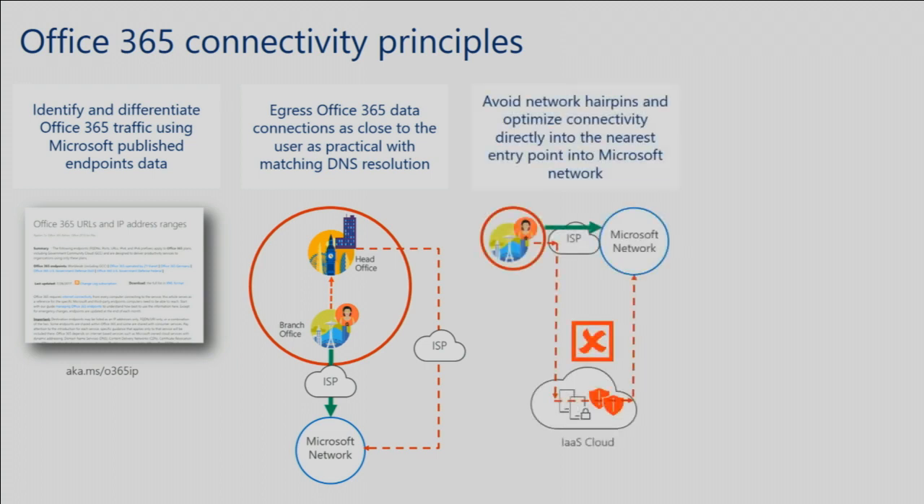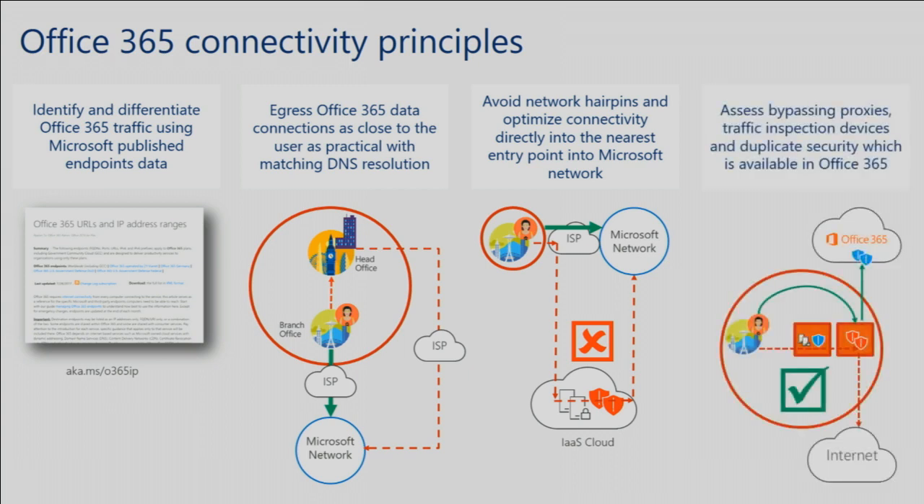Avoid network hairpins where possible. Kind of feeds on from the second one, in that we want your traffic on our network as quickly as possible. So not going back through a different country to come out again, because that's going to impact our user performance. And assess those URLs that we've identified in option 1, and sit down and walk through them and say, are we duplicating security at the edge of our network here? Is it required for these endpoints? And if possible, can we remove that duplication, and also the cost of doing so?